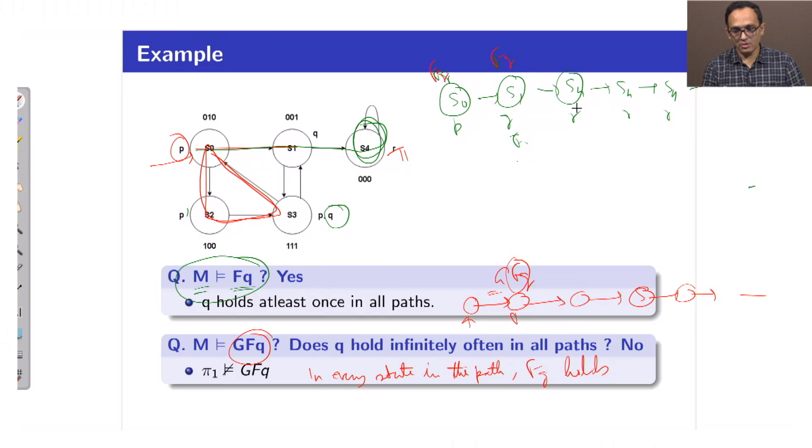What about S4? Q does not hold here and it will always loop in S4. So, in future I will never have a state where Q holds. So, this state does not satisfy FQ. So, not of FQ holds here. So, for this path pi does not satisfy globally future Q, because I found S4 where FQ does not hold. So, this is the counter example. In this diagram GFQ does not hold.